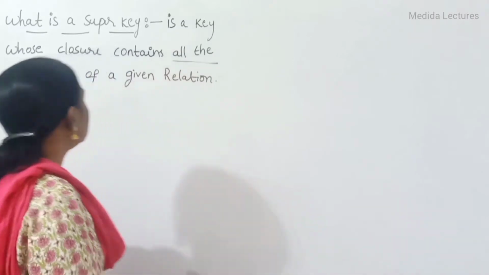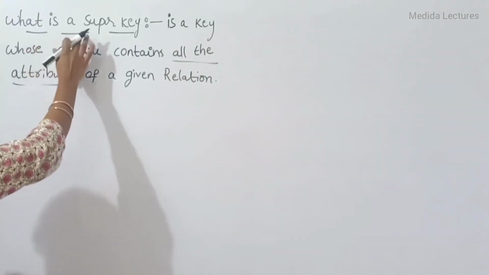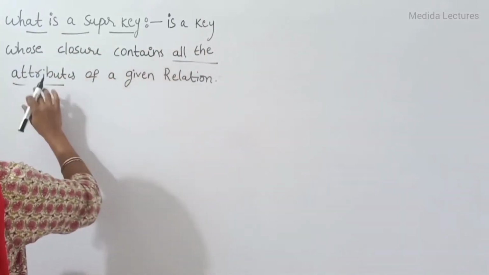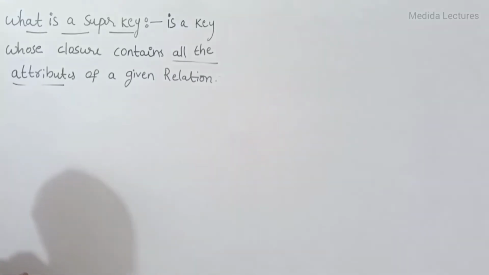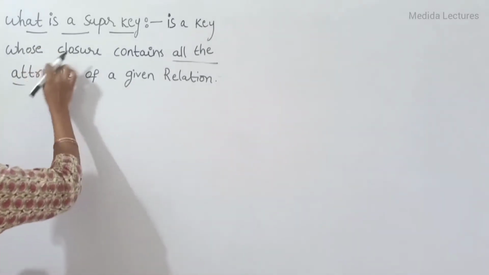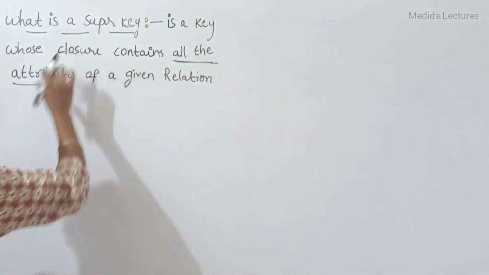First we will see the definition of a super key. What is a super key? A super key is a key whose closure contains all the attributes of a given relation. Whichever attribute closure consists of all the attributes, that would be a super key.